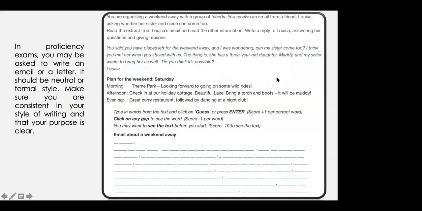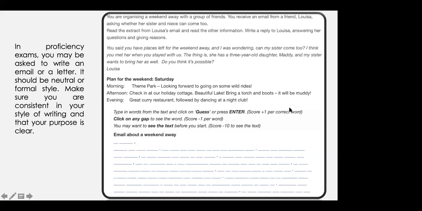So I'm going to read the instructions for you. Check. You are organizing a weekend away with a group of friends. You receive an email from a friend, Luisa, asking whether her sister and niece can come too. Read the extract from Luisa's email and read the other information. Write a reply to Luisa, answering her questions and giving reasons. Okay, now let's read Luisa's email.